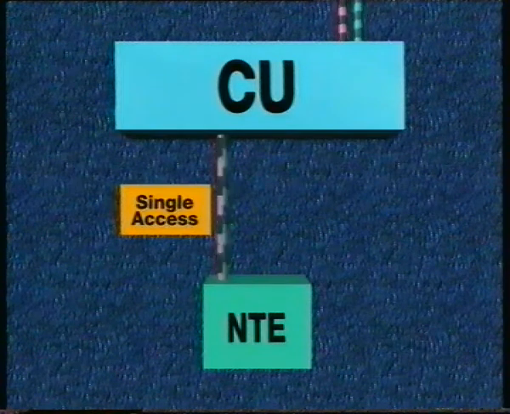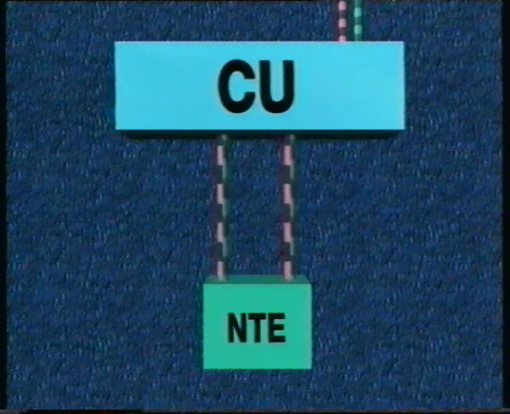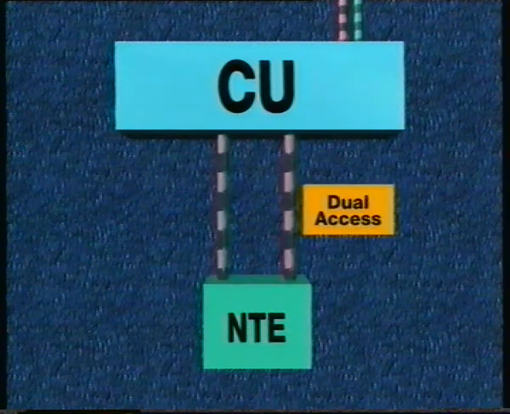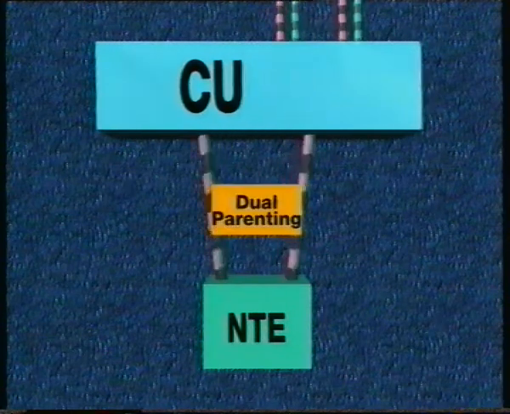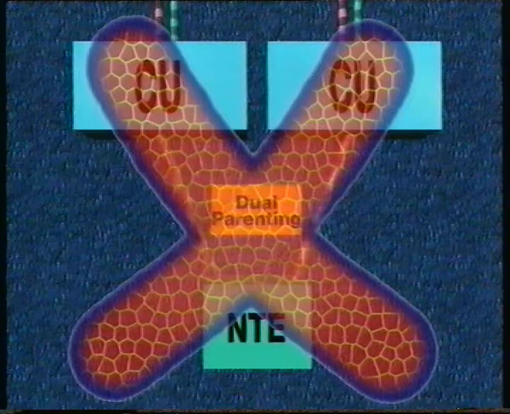A certain level of protection can be achieved by having two separate access links from the CU to the NTE, which could be diversely routed. This is known as dual access. Initially, most of the Access SDH equipment will not support dual parenting, and therefore full path protection won't be available until a later date.